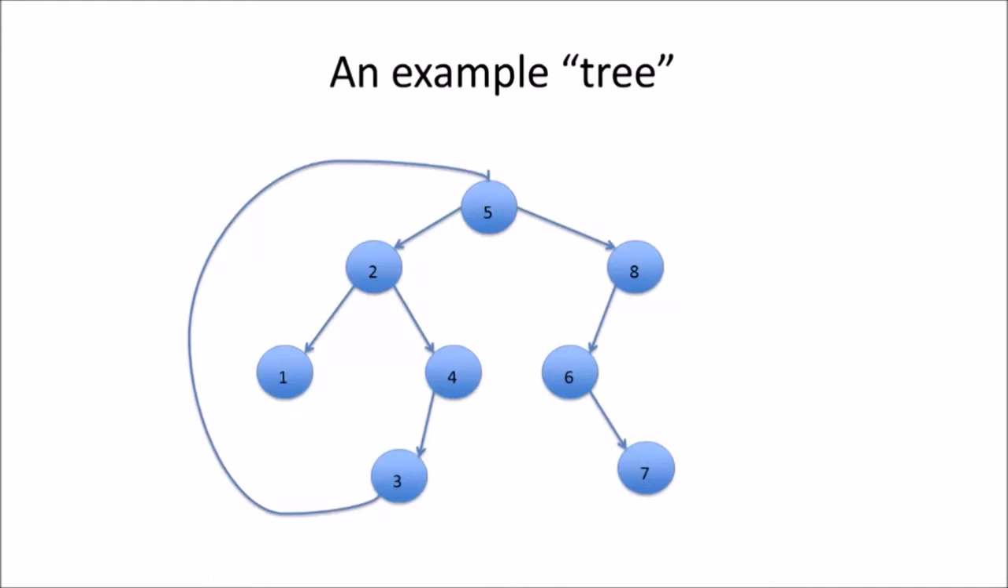Let's build an example. Here's my tree from before. I've added simply one new connection. That 3 is the parent of the root. Remember, before the root had no parents. Here now, 3 is the parent of the root node 5. What would happen if I tried to search in here? Well, let's think about this.